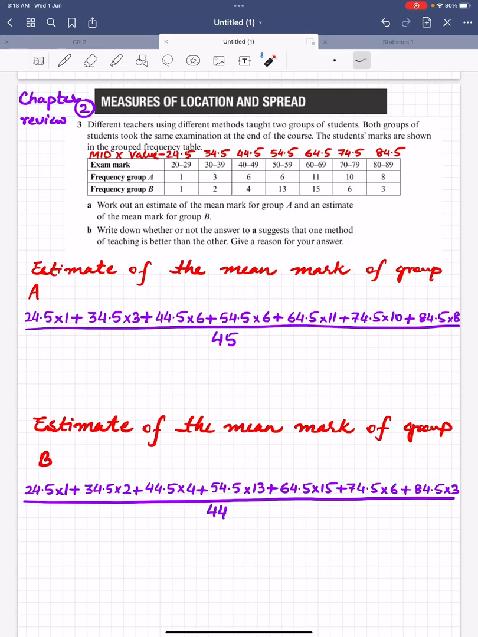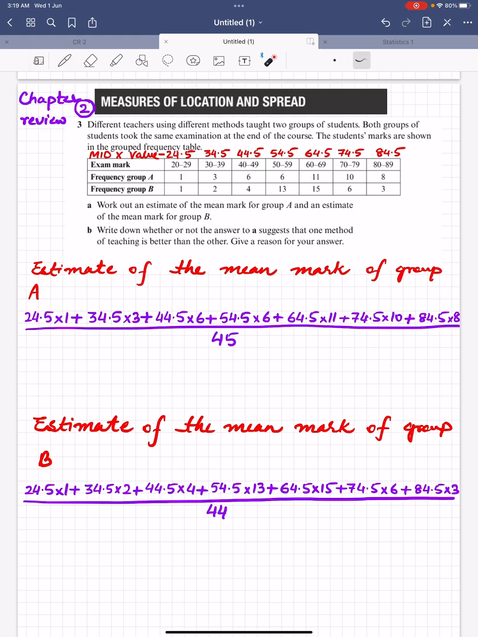Chapter Review 2, Question 3. Different teachers use different methods to teach two groups of students. Both groups of students took the same examination at the end of the course. The students' marks are shown in the group frequency table.